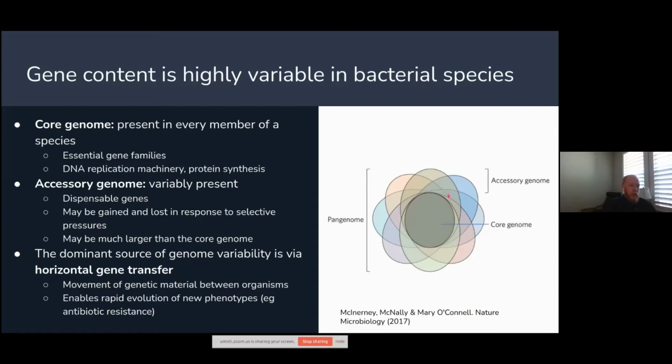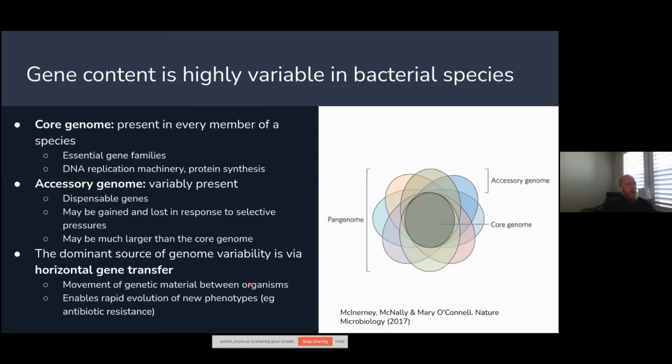And these variably present genes within a species are referred to as the accessory genome. And these are largely dispensable and may be gained and lost in response to various selective pressures that an organism may be experiencing in its environment. And the portion of the genome dedicated to the accessory genome can actually be much larger than that of the core genome for many species, although this phenomenon is variable depending on what species you're talking about.